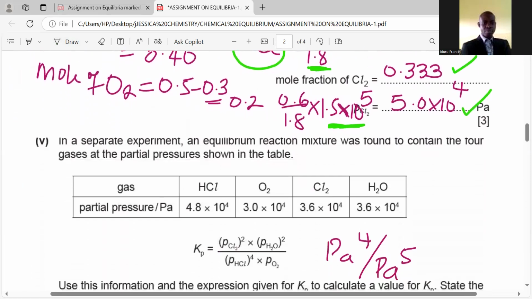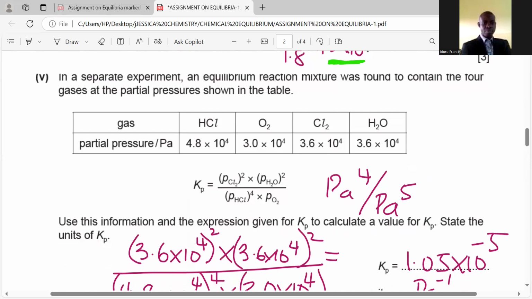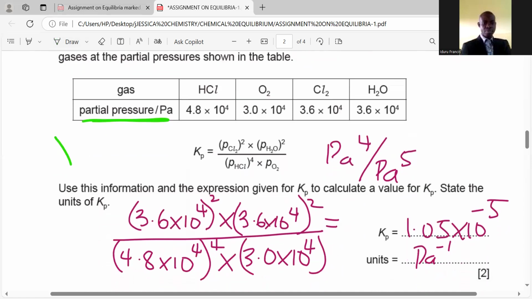And we are also told that in a separate experiment, an equilibrium reaction mixture was found to contain the four gases at the partial pressures shown below. So we have been given the partial pressures already, so there is no need for us to calculate the mole fraction or partial pressure. We simply add them to the formula given. The formula is also given to us. You can see that Cambridge sometimes are very, very nice guys, but not always nice. You have to be nice yourself.